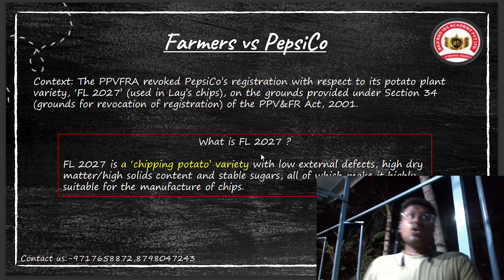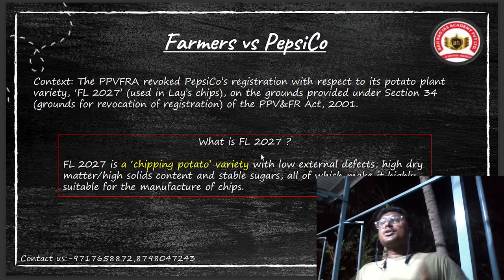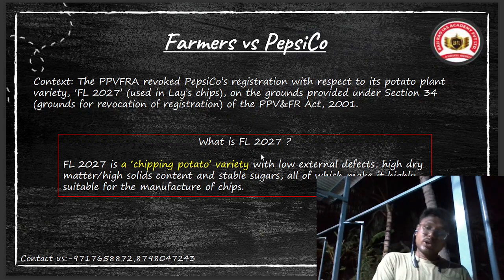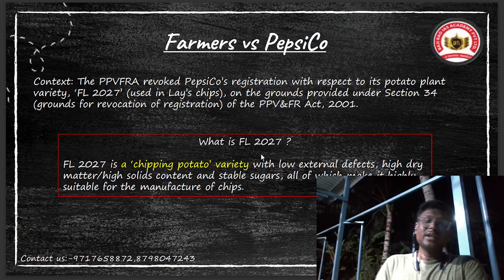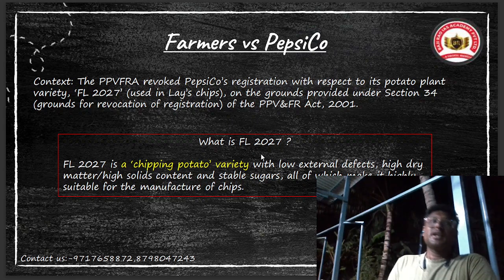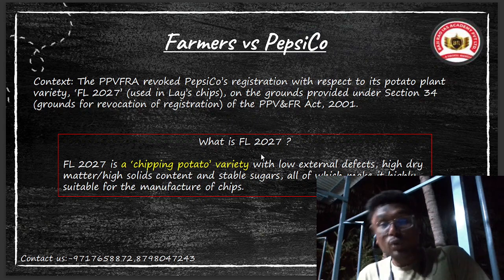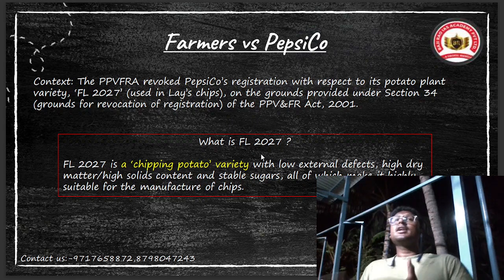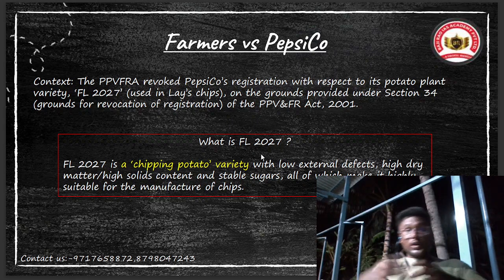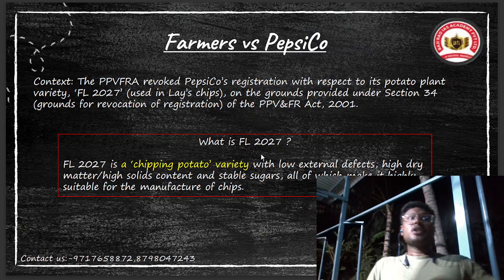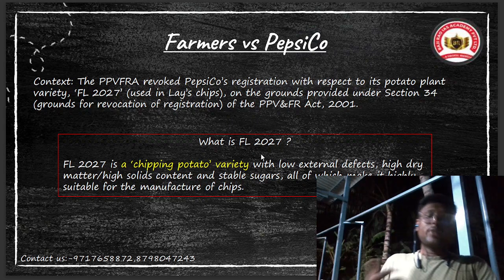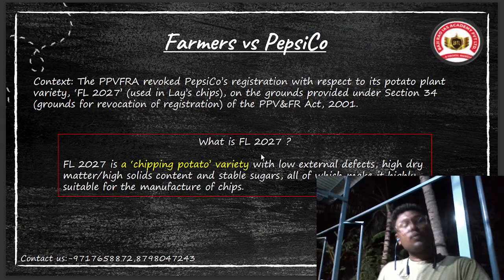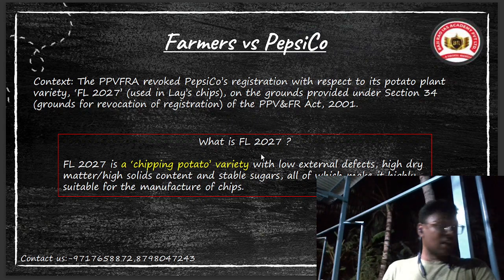Actually, PepsiCo got the permission from the authorities to use this product from 2016 for 6 years. They got the permission under the Protection of Plant Varieties and Farmers Rights Act 2001. So what they did now, they tried to renew their application. They want to ensure they get the permission for another 6 years. So they applied to this authority, the Protection of Plant Varieties and Farmers Rights Authority.